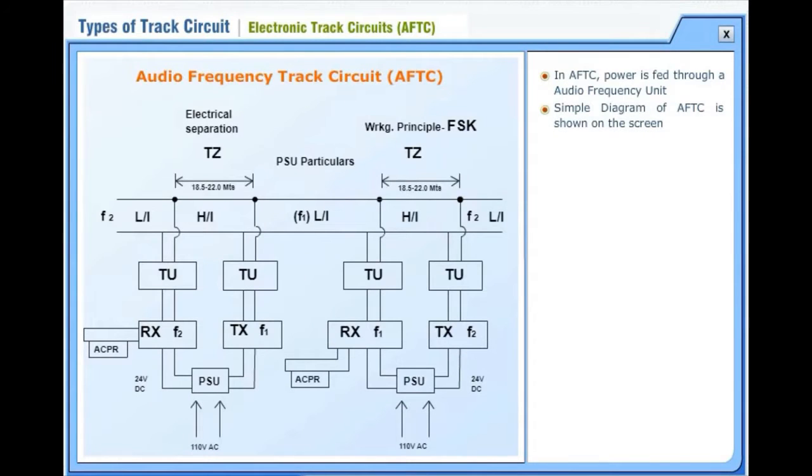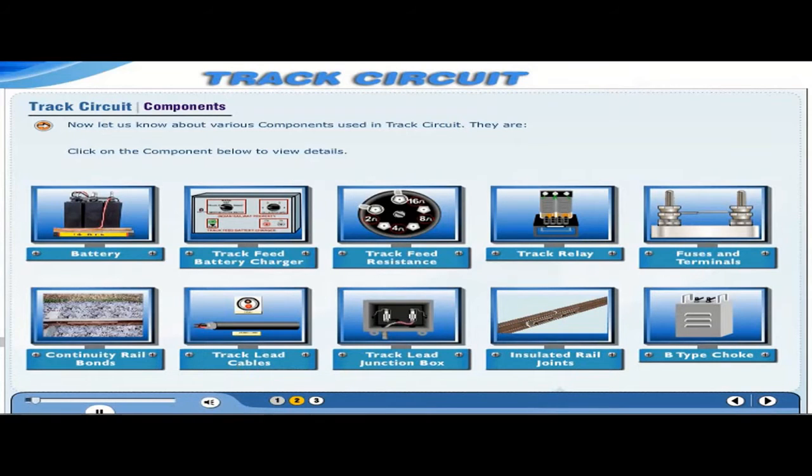Electronic track circuits, that is AFTC. In AFTC, power is fed through an audio frequency unit. A simple diagram of audio frequency track circuit is shown on the screen. Various components used in track circuits are shown on the screen.